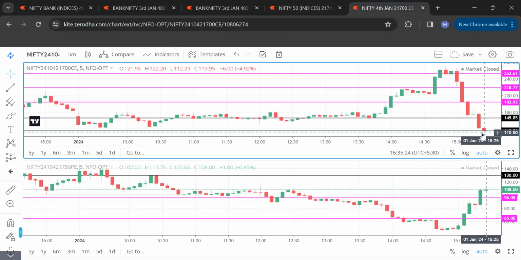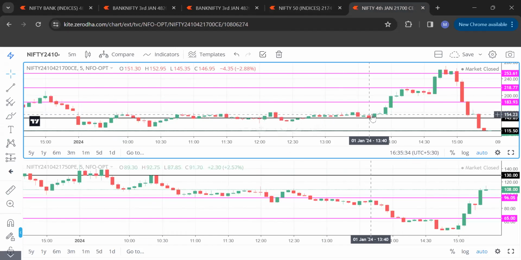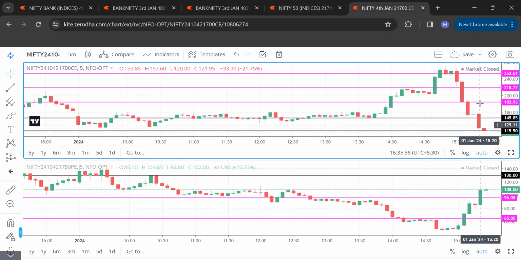Again, just like Bank Nifty, Nifty also touched the lower line. The lower line was 115.50. It precisely came. See, all through this morning period, it never ever touched. Now that has touched. Okay, the world's simplest, most accurate option buying method.